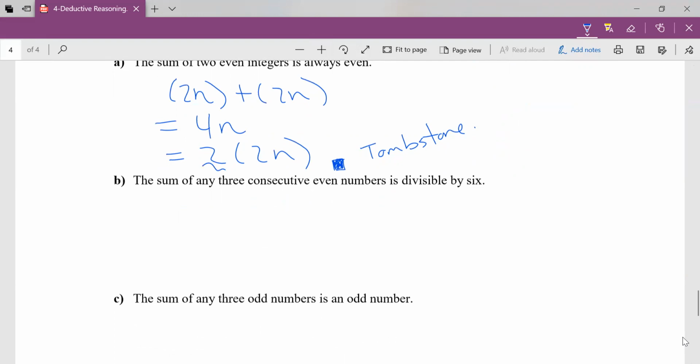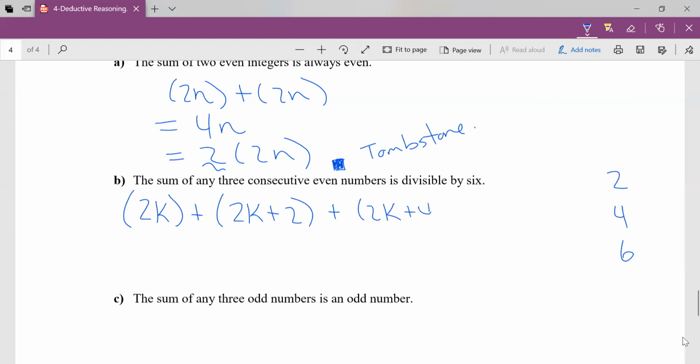Okay. The sum of any 3 consecutive even numbers is divisible by 6. Let's think about this one for a second. I'm going to pick an even number, 2. The next consecutive means the next one, 4. The next one is 6. So how do I write this in deduction? Well, my first even number is 2k, because some people use 2k. That's my first one. My next consecutive even would be my first even number plus 2. And my third consecutive one would be my original one plus 4.